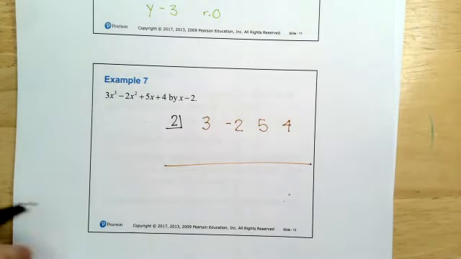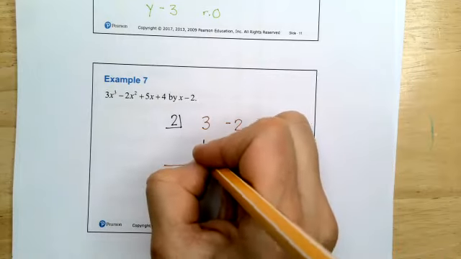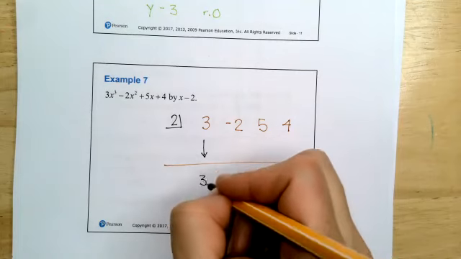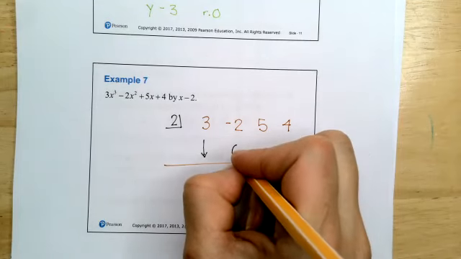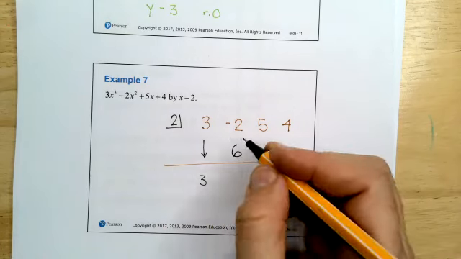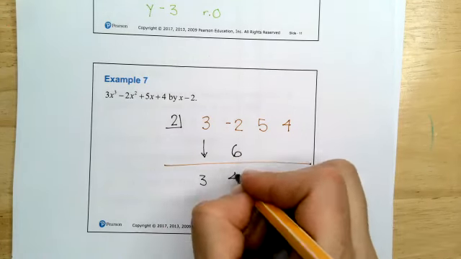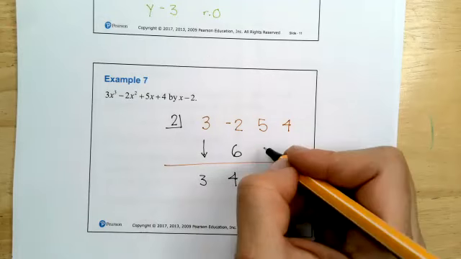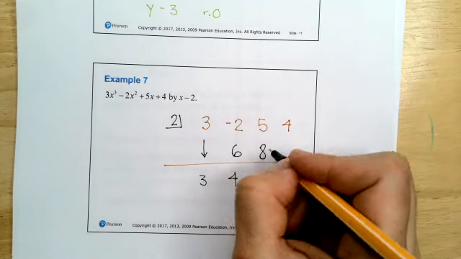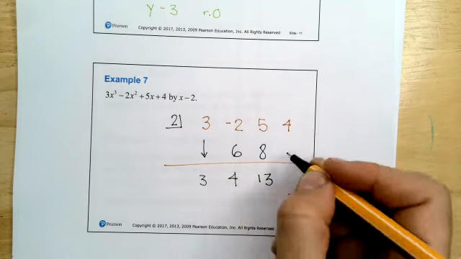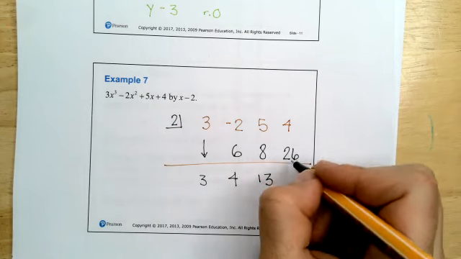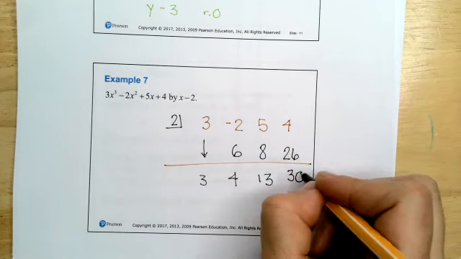Now, the 3 comes straight down, or it's subtracted from 0, right? This times this goes here. 3 times 2 is 6. Now I'm going to take 6 and combine it with the -2. 6 and -2 become 4. I'm going to take that 4, multiply it with this, put it here. 4 times 2 is 8. 5 and 8 is 13. 13 times 2 is 26. It goes here. 4 and 26 become 30.